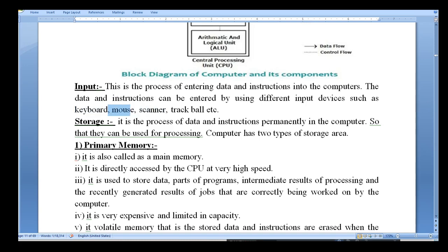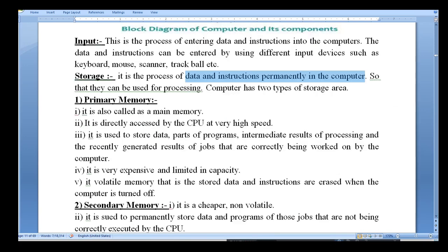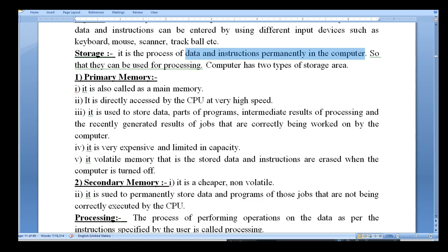The mouse is used to operate GUI-based applications, and scanners are used to store handwritten data and images in digital form in the system. The remaining input devices are used based on the requirement of the user. Next, the second one is storage. Storage is the process of storing data and instructions in the system, and storage is classified into two types: primary memory and secondary memory.